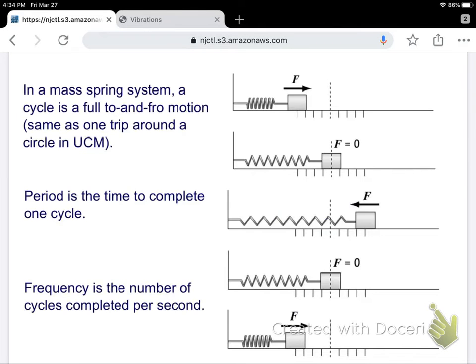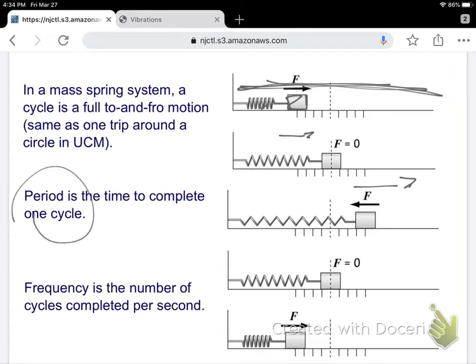Spring pendulum. In the spring pendulum, we have an object that's literally oscillating back and forth. So it's stretching, going all the way out here, and coming back, just literally going back and forth, back and forth, right?